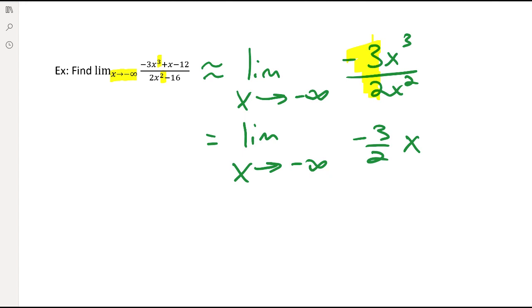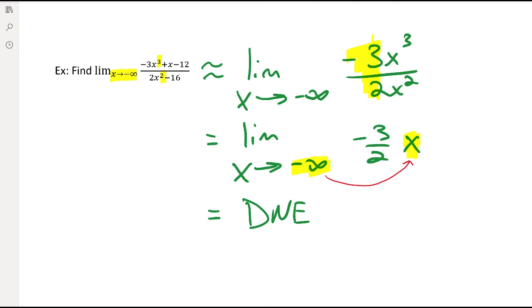So once again, this limit is not going to exist, but let's specify which way it's going as far as the limit. Are we approaching positive infinity or negative infinity for the limit? Well, here we have a negative 3 halves, right? And then we have our x. But remember, x is approaching negative infinity.